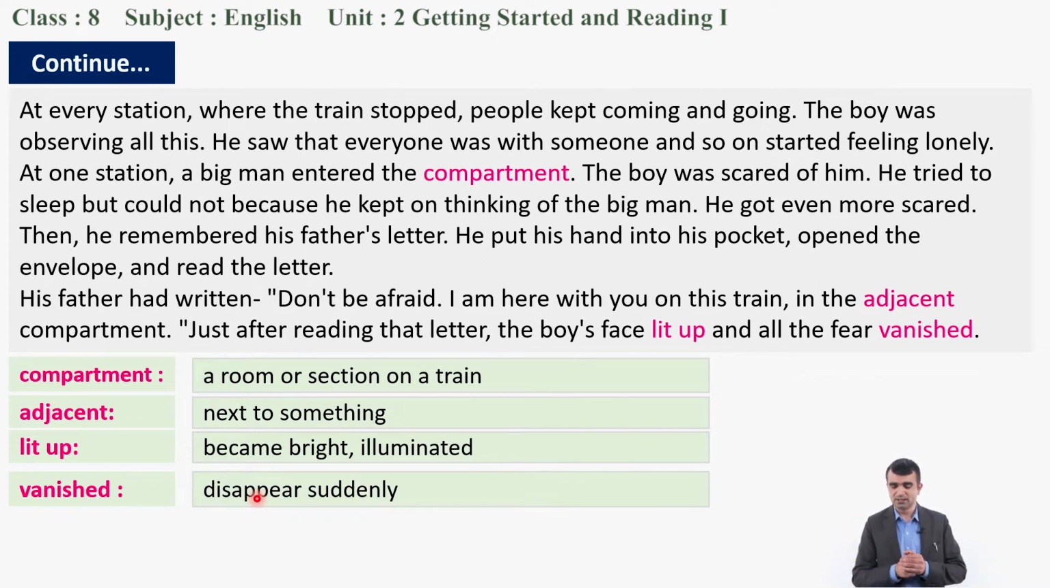Well, now the boy is traveling. Is he happy while traveling? Yes, some of you are saying happy, some of you are saying not happy. Why is he happy? Yes, he is excited to meet his grandparents. And why is he unhappy? Yes, one big man entered the compartment and the boy was scared, wasn't he? And finally, what made him happy?